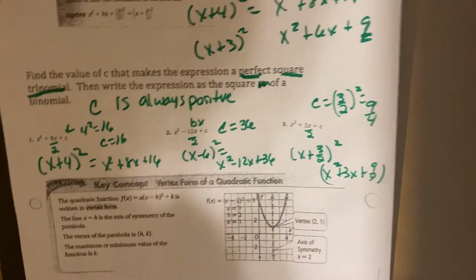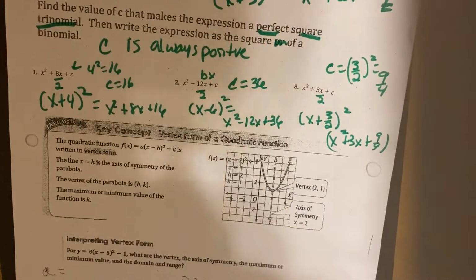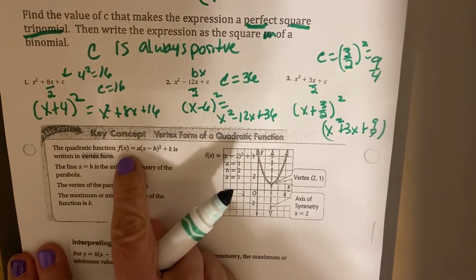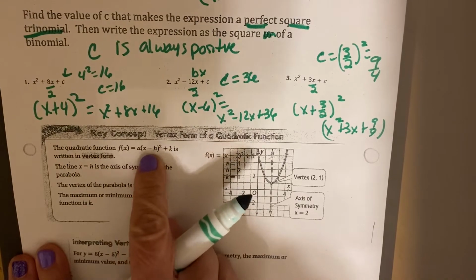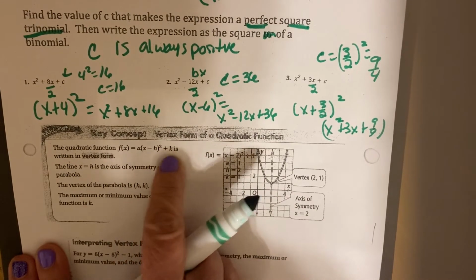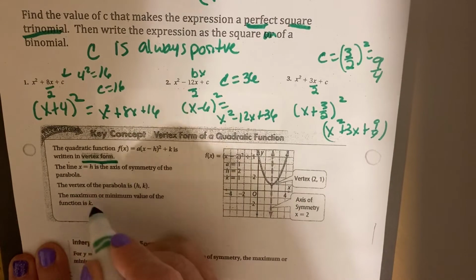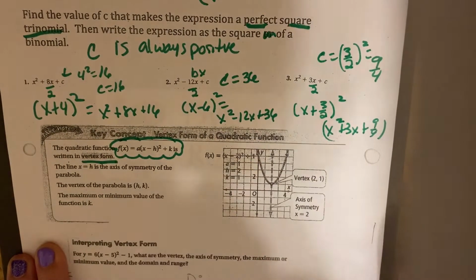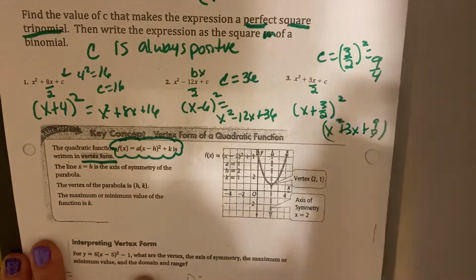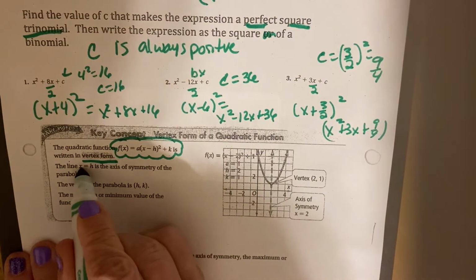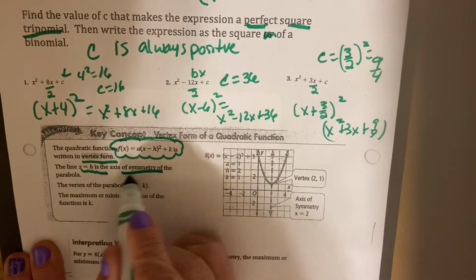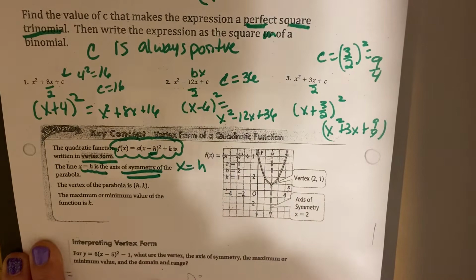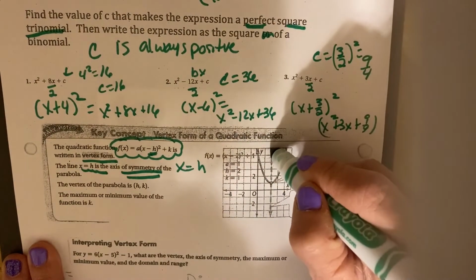Now we're going to move on and look at the vertex form. The vertex form of a quadratic is f of x equals a times (x minus h) squared plus k. So this is the vertex form. Super important form right here, so you might want to get an index card and write that down. The line x equals h is the axis of symmetry. Super important. So x is equal to h. So this point right here is going to be your axis of symmetry.